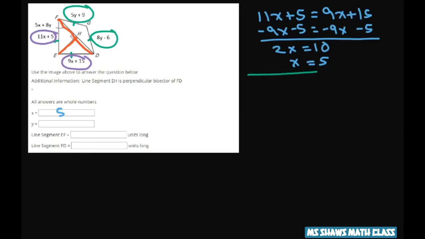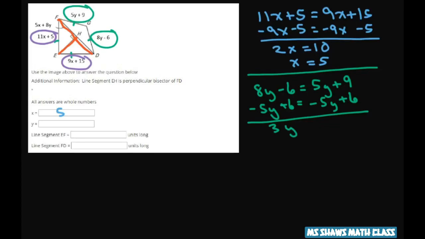And now the y, we already know that this is marked as congruent, so we do the same thing for y. So we have 8y minus 6 equals 5y plus 9. Subtract 5y from both sides of the equation. Add 6 to both sides. And we get 3y equals 15. Divide both sides by 3 and you get y equals 5. So they're both 5. Now to find the actual length, we can just use substitution.